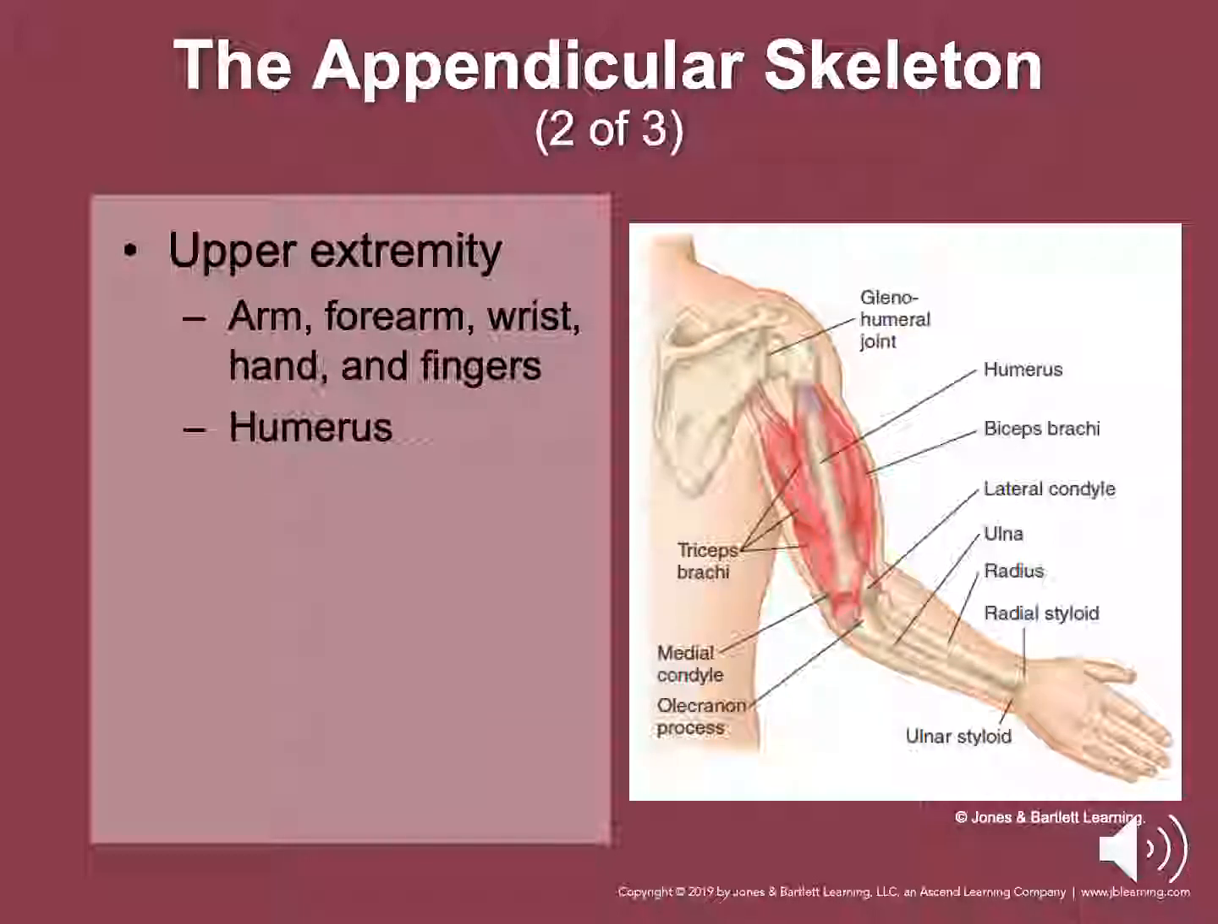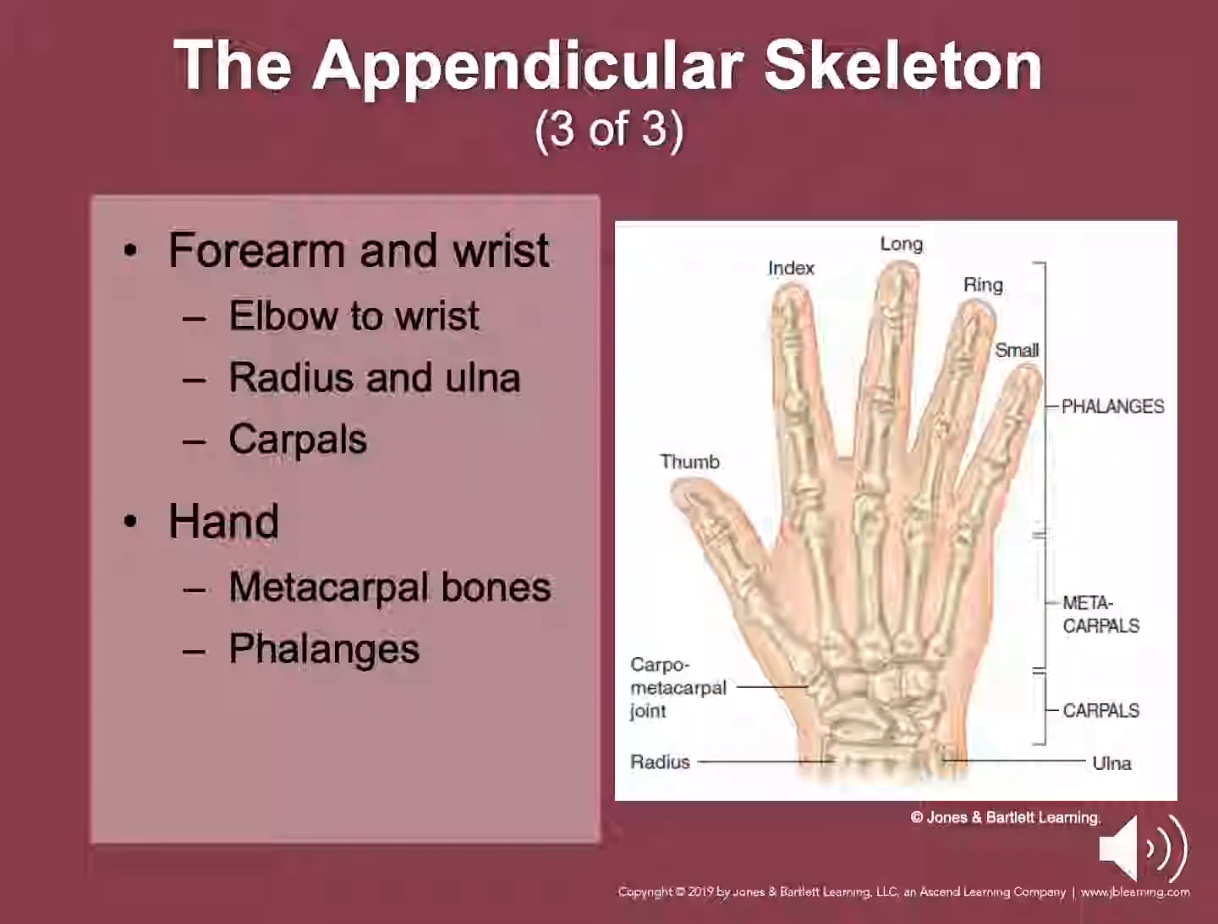There are different names for the fingers. So your thumb, your index, long, ring, small. All these are made up of phalanges, which are the bones within the fingers themselves. Your metacarpals are down there towards the bottom of the hand, and then you've got your carpals. And then your ulna and radius come in.